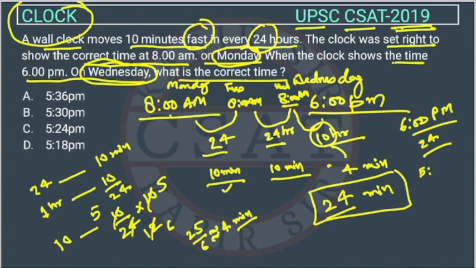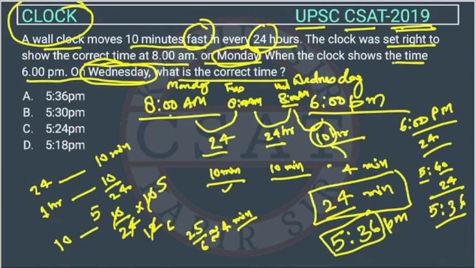Here we take 60 from the 6 hours. We take one hour out of this and make it minutes, so 60 minutes, and this is 5 hours. Now we can deduct. So we will deduct 60 minus 24, which is 36 minutes, and 6 minus 1 is 5 hours. So the correct time will be 5:36 in the evening. So the answer of this question is option A.